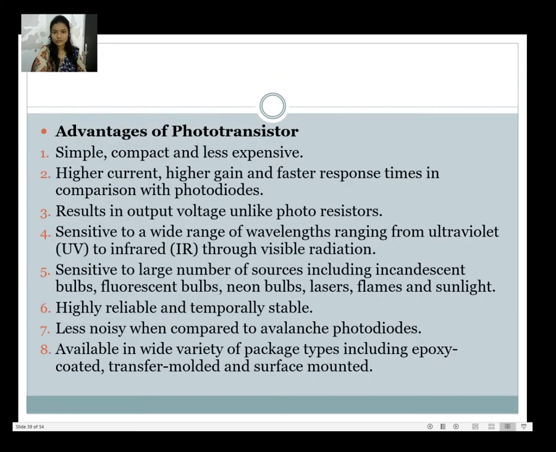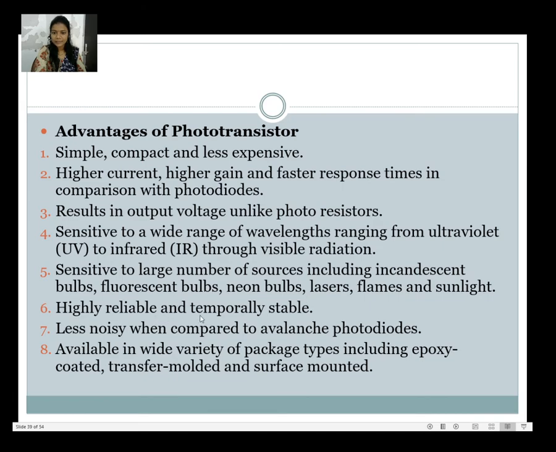Now, what are the advantages of a phototransistor? It is simple, compact and less expensive. It has higher current, higher gain and faster response time. It results in output voltage, unlike a photoresistor. It is sensitive to a wide range of wavelengths, and sensitive to a large number of sources including incandescent bulbs, fluorescent bulbs and neon bulbs.